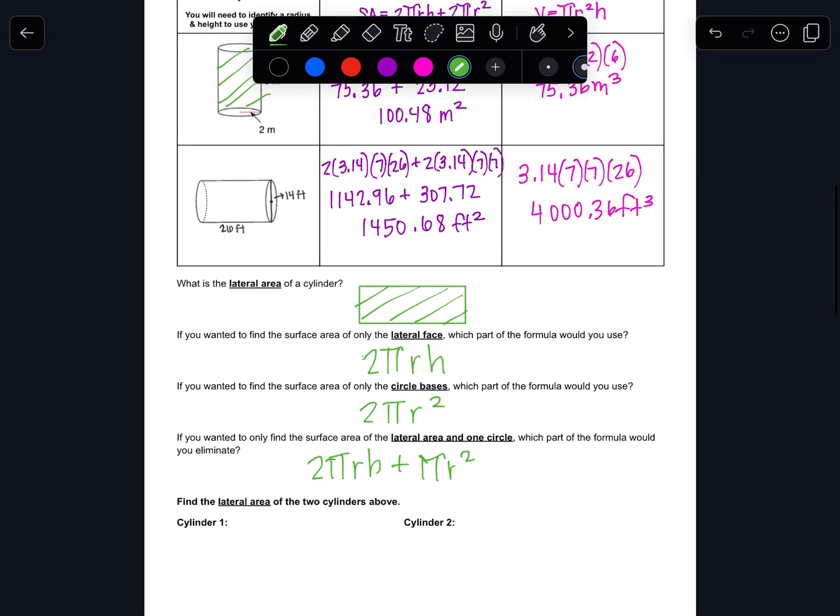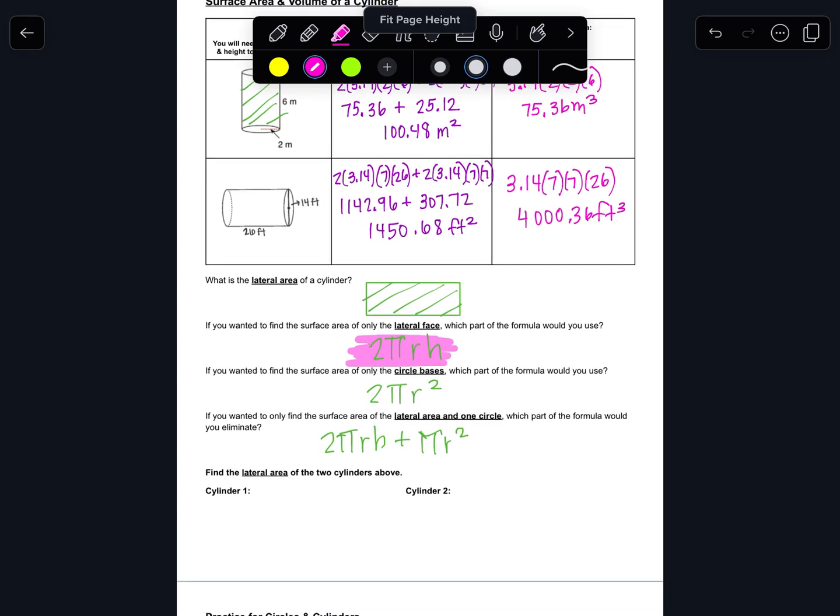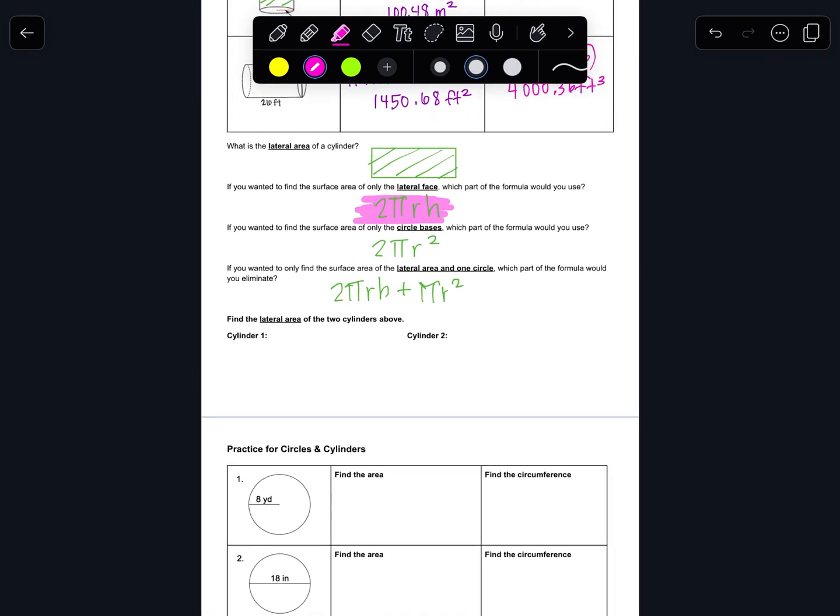So go ahead and try to find the lateral area of the 2 cylinders above. I want you to think about that, and we will talk about that together. So remember, lateral area is this part of the formula. After you try that lateral area for cylinder 1 and cylinder 2, you're going to go down and do the practice for circles and cylinders.